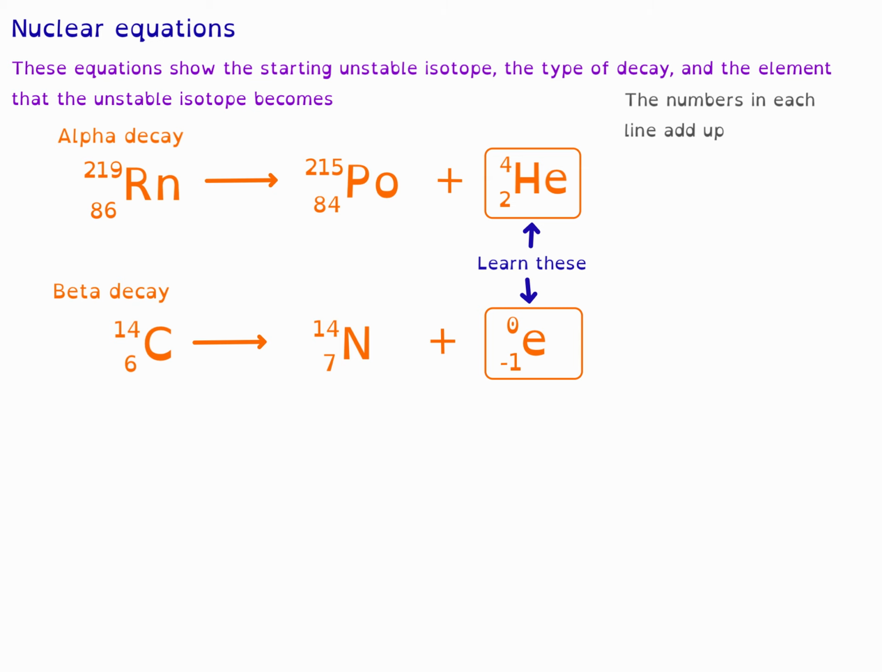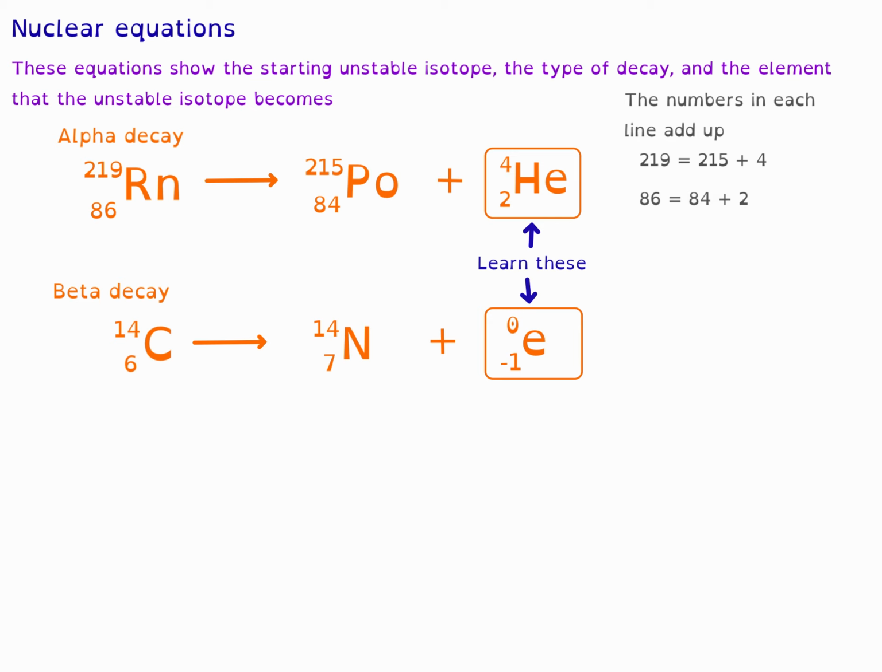You can also look at the numbers in each line. Everything to the left of the arrow should add up to everything on the right of the arrow. So at the top here we have radon, which is 219, and then on the other side it's decayed into polonium, 215, and a helium nucleus has been given out, which is 4, and 215 plus 4 gives us 219. On the bottom row, we've got 86 as the atomic number for radon, and then for polonium we've got 84, and helium is 2, so 84 plus 2 gives us 86, so we know that our numbers are correct.